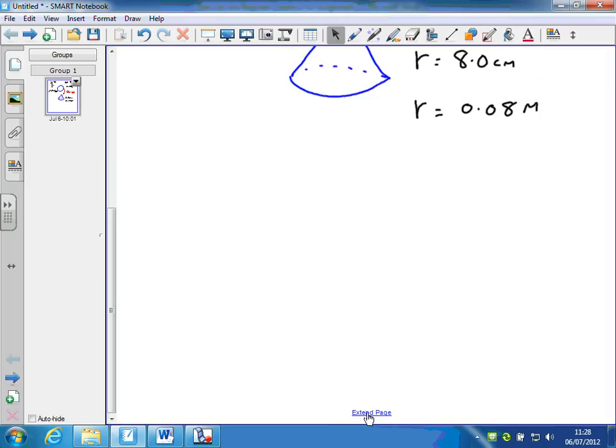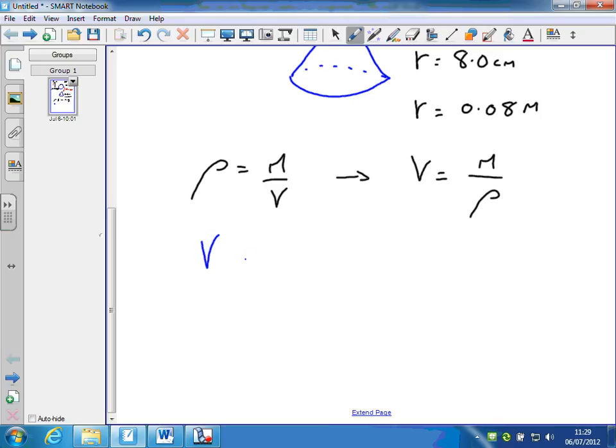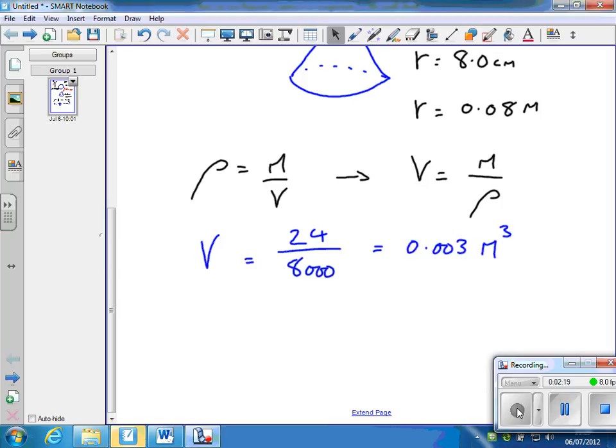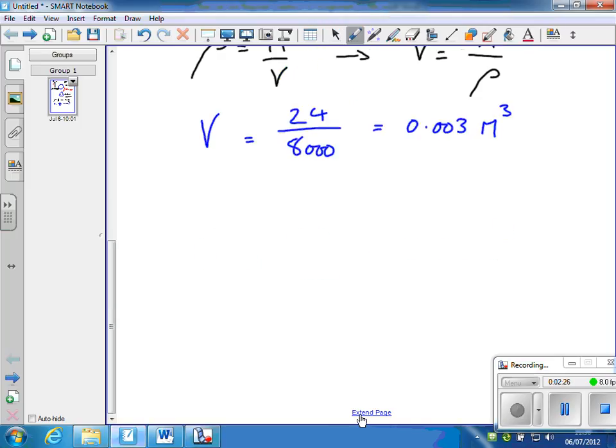So initially we need to find the volume, and we've got the familiar formula, density is mass over volume. Rearranging that formula for volume, we've got volume equals mass over density. So we need to divide the mass of the sphere by the density of the material to get the volume. So the volume will equal 24 kilograms divided by 8,000 kilograms per cubic meter, and that gives us a volume of 0.003 cubic meters.